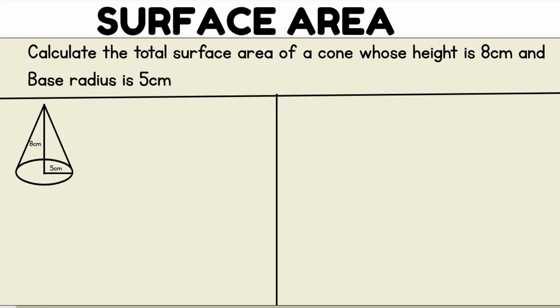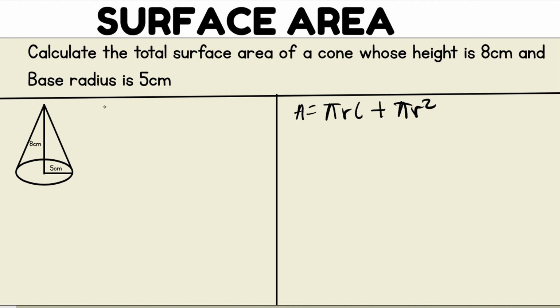Let's look at the next question. We are asked to calculate the total surface area of a cone whose height is 8 cm and base radius is 5 cm. Remember, height or vertical height. And what we need for the area of a cone is pi RL plus pi r square. Therefore, we don't need the vertical height. How do we get the slant height?